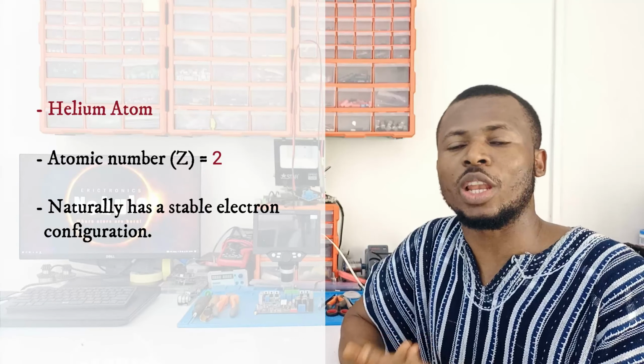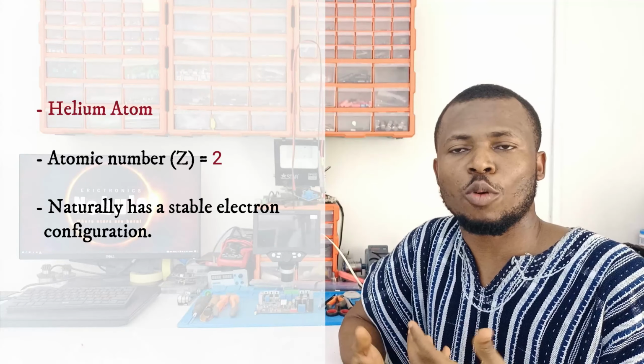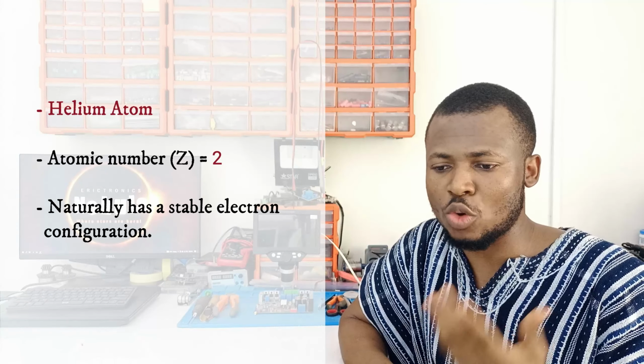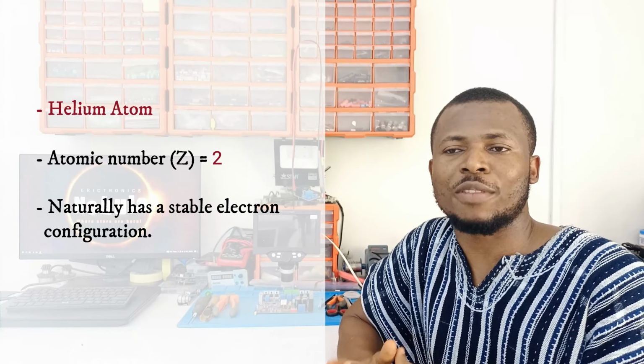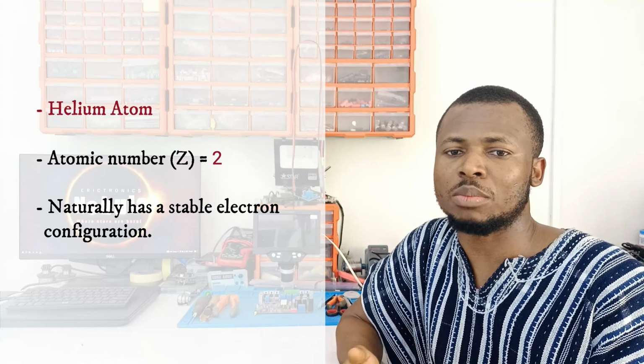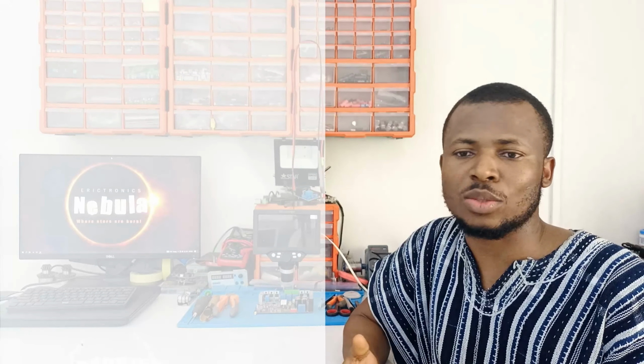Helium has exactly two electrons, hence naturally it has a stable electron configuration. Therefore, helium, like other noble gases, does not have a need to become stable. So, for this reason, helium and other noble gases exist as monoatomic gases. Now, a monoatomic gas is a gas whose unit constituents are atoms instead of molecules.